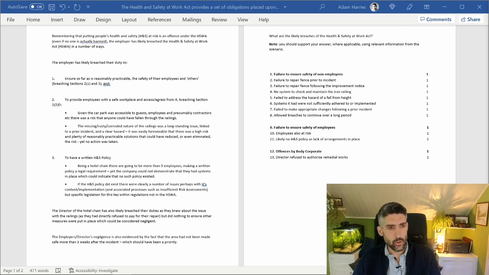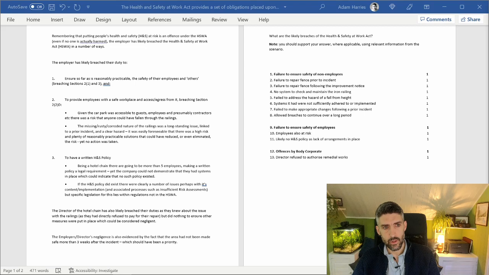Turning our attention to the actual mark scheme, it's laid out in 3 sections because there's 3 main breaches that the mark scheme concentrates on. I'll give you the section numbers, but really section numbers aren't that important. You don't need to know section numbers in the certificate qualification, but the breaches are section 2, section 3 of the Health and Safety at Work Act, and also section 36 of the Health and Safety at Work Act.